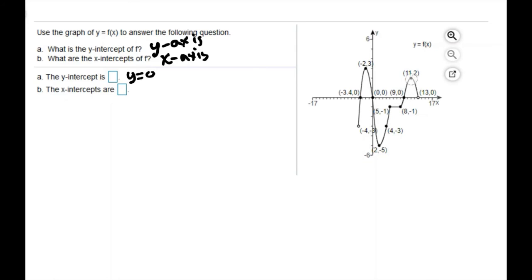And if we continue on, even though we have this dot here, this dot is drawn as open, so that's not part of the graph. So we do have three x-intercepts of -3.4, 0, and 9. -3.4, 0, and 9 would be those x-intercepts.